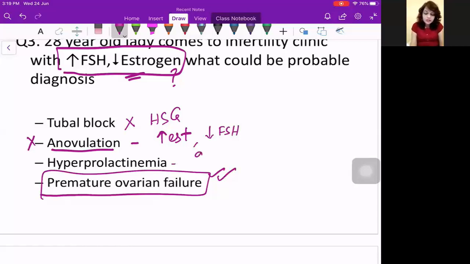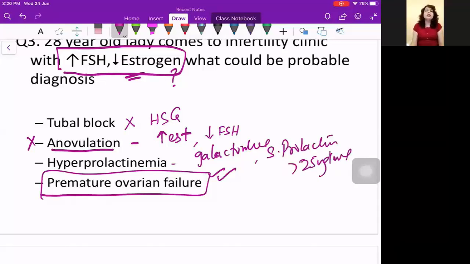Hyperprolactinemia: in the question, they should have written the history of galactorrhea, or serum prolactin levels more than 25 nanograms per ml. Something or the other history should have been there. Moreover, if the prolactin levels are high, they suppress the release of FSH. There is anovulation, secondary amenorrhea, and infertility. Cabergoline is the drug of choice for hyperprolactinemia. Again, in this case, there is high FSH, so hyperprolactinemia is also ruled out.